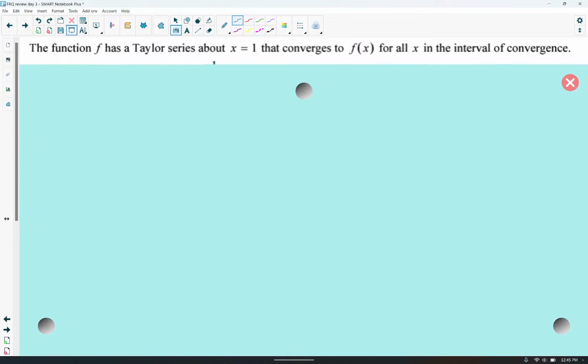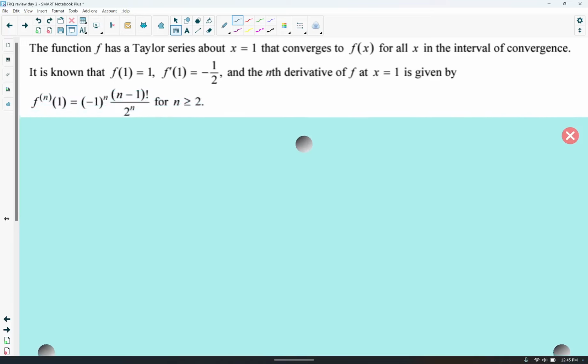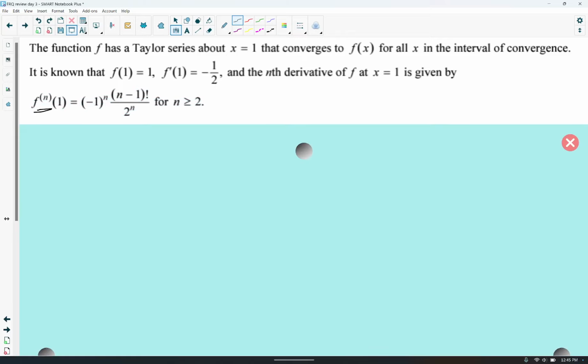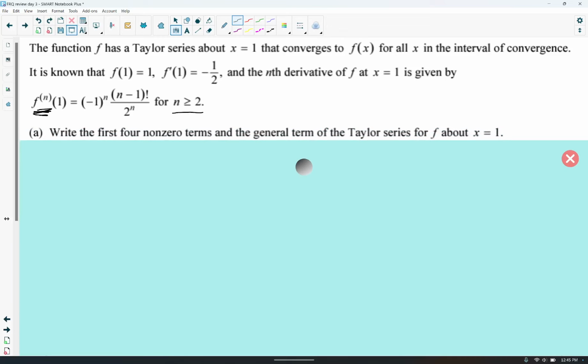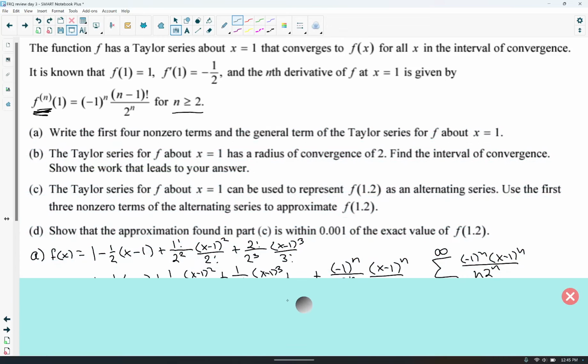Function f has a Taylor series about x equals 1 that converges to f of x for all x in the interval of convergence. It is known that f of 1 is 1, f prime of 1 is negative 1/2, and the nth derivative of f at x equals 1 is given by this, for n greater than or equal to 2. Write the first four non-zero terms in the general term of the Taylor series for f about x equals 1.